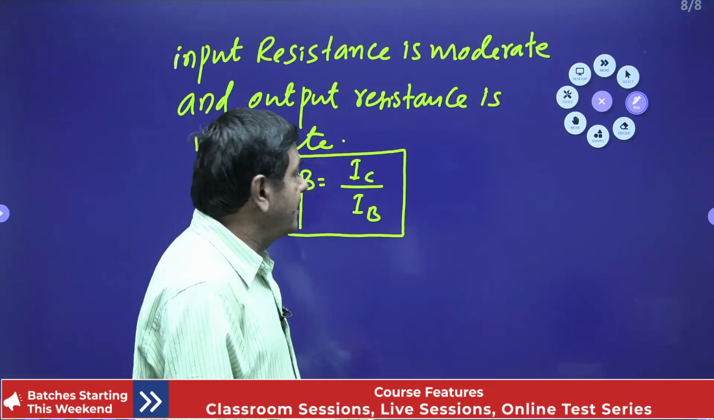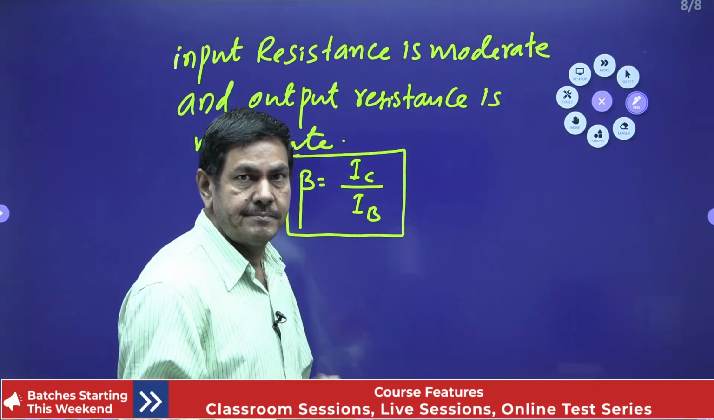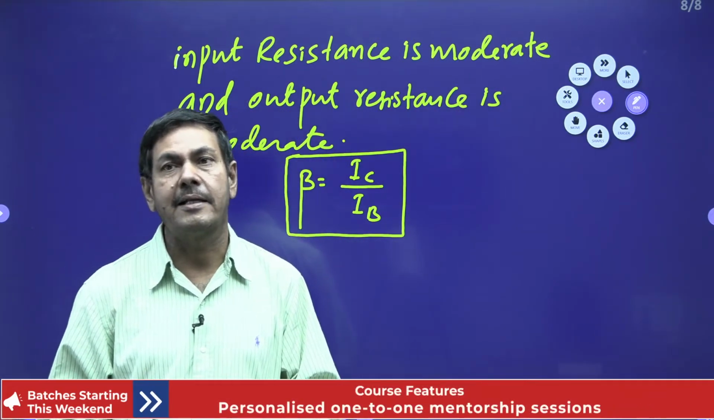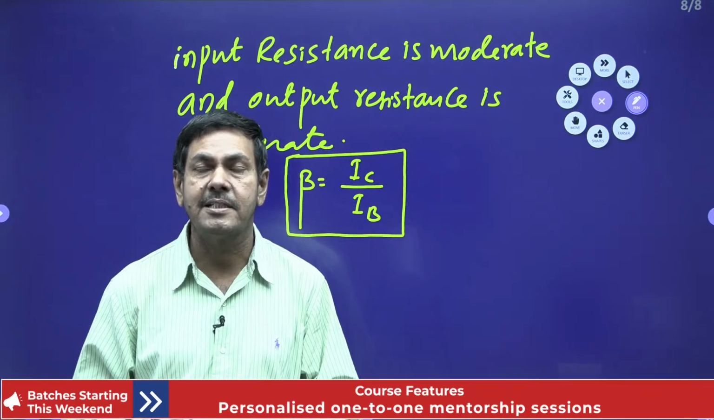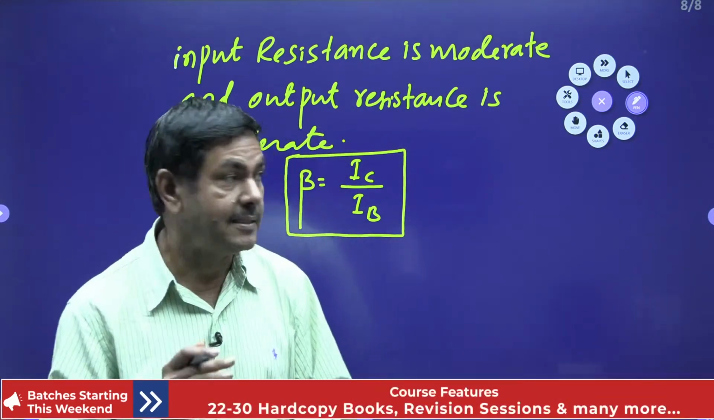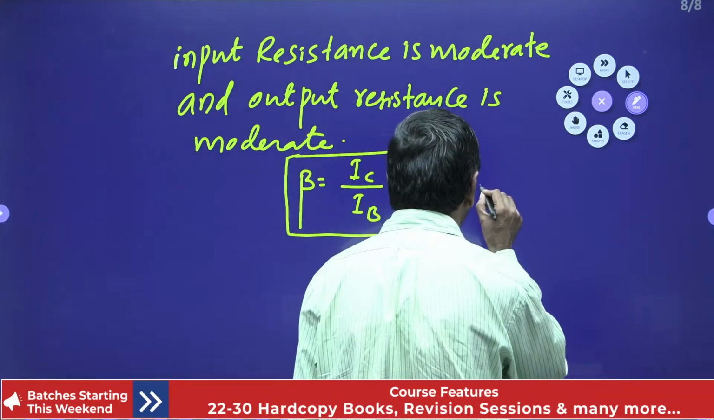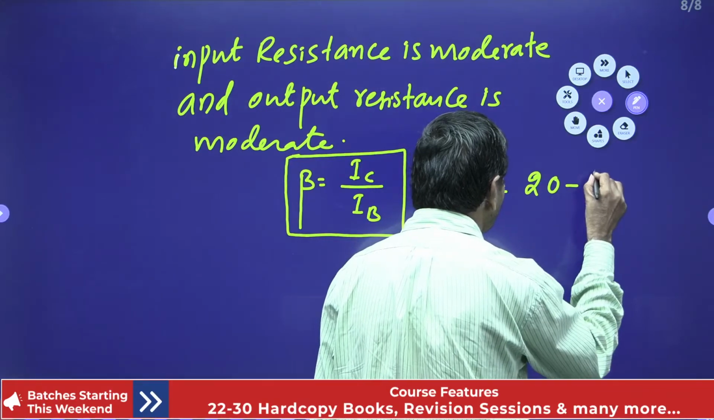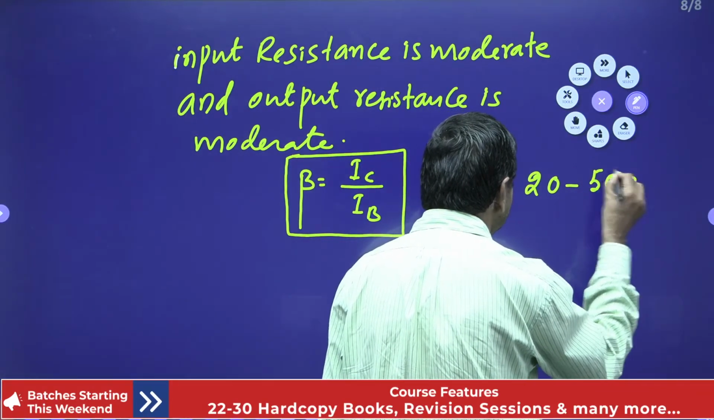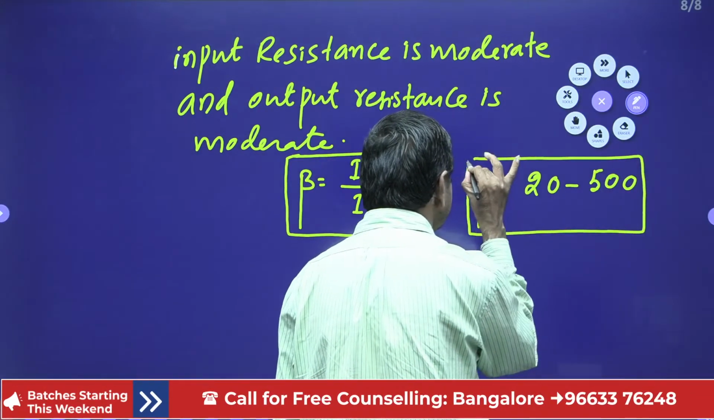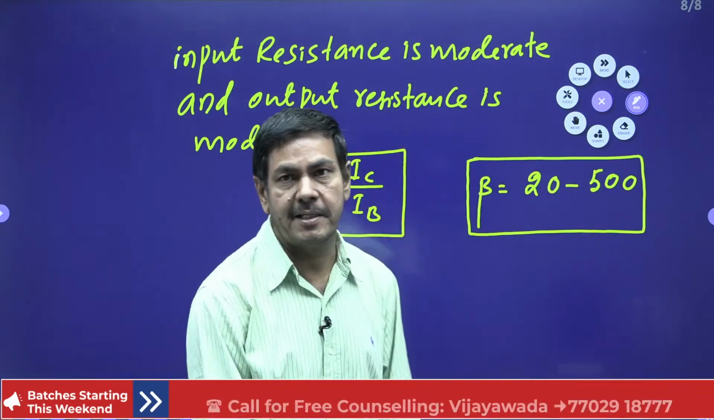But what is the range of beta that is maintained? That is very important. The range of alpha, I already said, is 0.95 to 0.998. But what about beta? The range of beta that is maintained is 20 to 500.